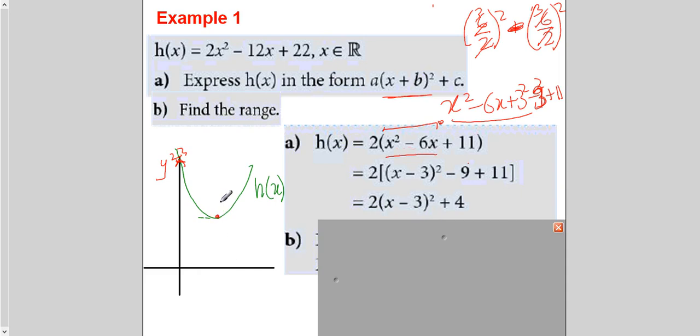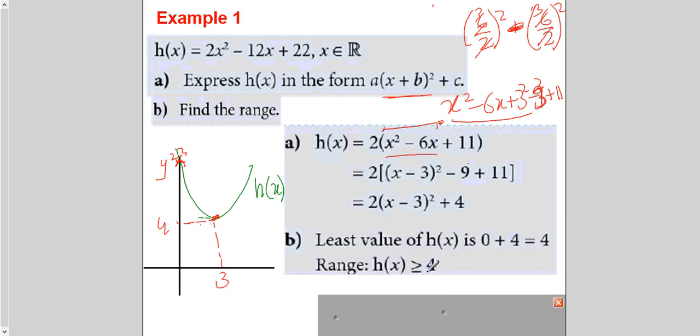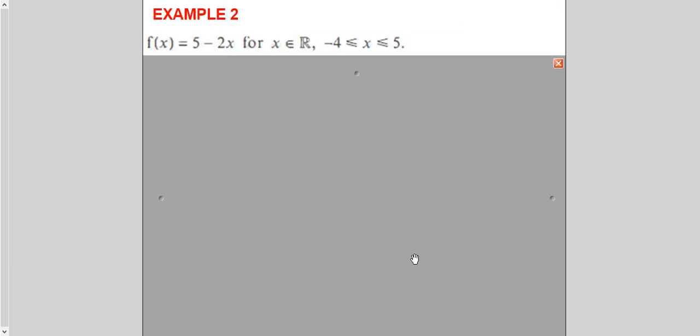Now if you look at this curve, you should visualize it when you change it into completing square form, that all the values of y on this curve are more than 4, because this point has x coordinate 3 and y coordinate 4. So on this curve, as it will go up and up, all the values of y are greater than or equal to 4. So the range of the function will be written as greater than or equal to 4, right? Let's see the second example.